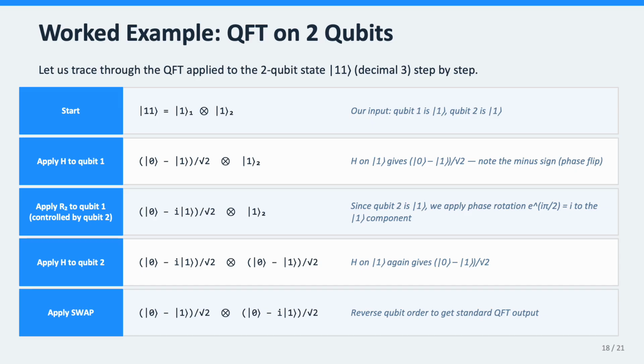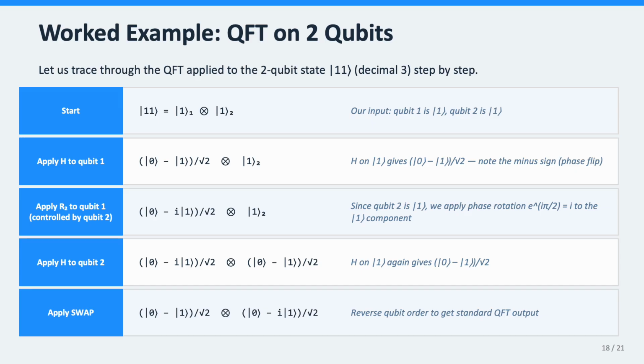Step 2. Apply the controlled phase rotation with index 2 to the first qubit, with the second qubit as the control. Since the second qubit is in state 1, the rotation fires. This particular rotation corresponds to a quarter turn on the unit circle. The 1 component of the first qubit picks up this quarter turn phase rotation, shifting it by 90 degrees around the circle. The second qubit is unchanged by this operation.